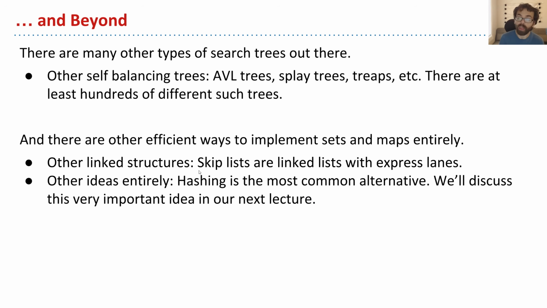And I should note also, there are entirely different ways to implement sets and maps. So instead of using a search tree, you could use the skip list, which we mentioned at the beginning of the balanced search tree lecture, for example. That one relies on randomness instead of structure that is balanced. And then there are other ideas entirely that have nothing to do with either lists or trees. And so hashing is going to be the most common alternative. And this is what we're going to be discussing in our next lecture.